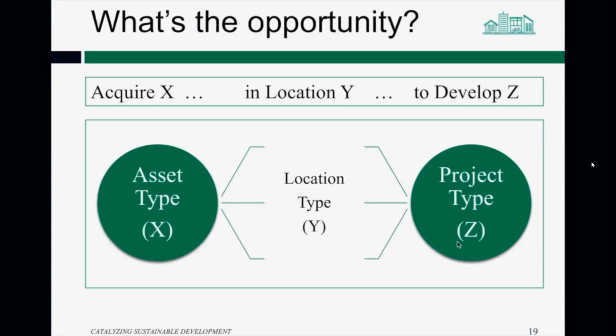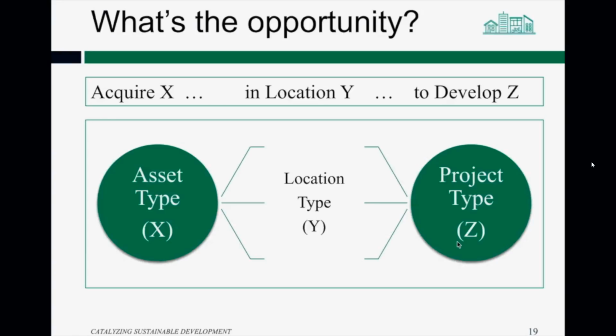Essentially, our role as developers is to acquire X in location Y to develop Z. So this basically becomes the orienting principle of finding the opportunities that will actually produce a higher and better use of land and contribute in those ways that we've talked about thus far. So location type is really what we've just talked about. And I'll give you some more specific criteria to actually look for when it comes to location.